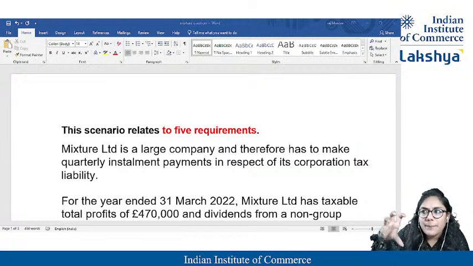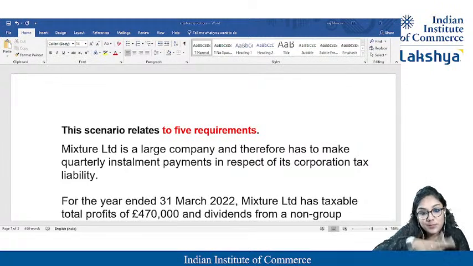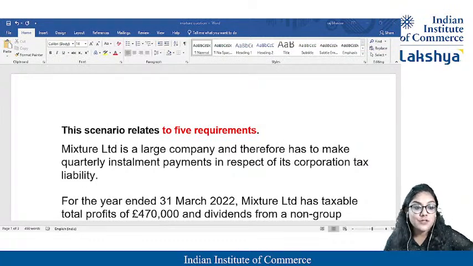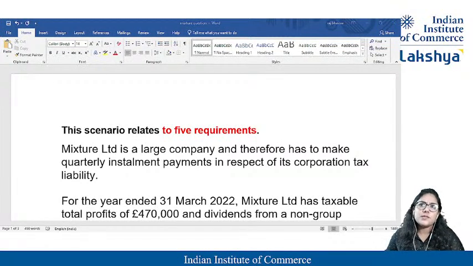So if it is a small company, they have to pay within a period like 9 months plus 1 day. And if it is a large company, their liability has been distributed. So they told, okay, now you have to pay your tax in 4 installments. Okay. So ma'am, who is going to decide which is a large company, which is a small company?